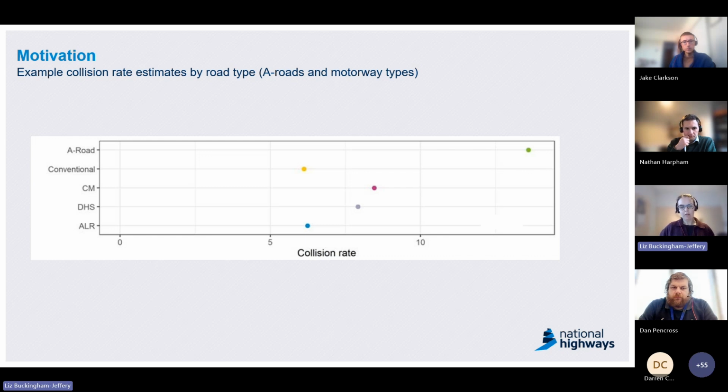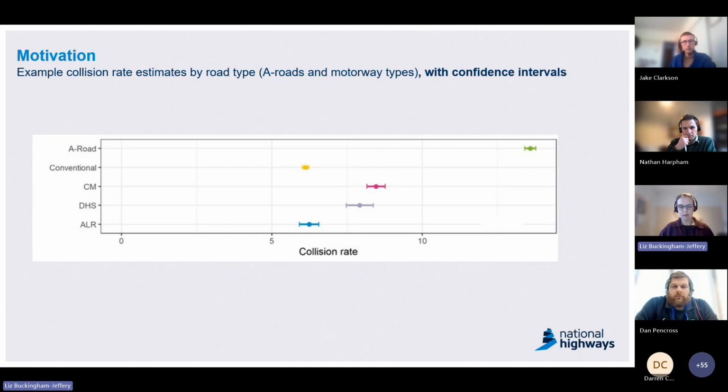So I guess just to highlight why these methods help. Here are collision rates for some different road types, just as an example. So those A roads, and then the different motorway types that we have: conventional motorways, controlled, all lane running and dynamic hard shoulders. These might be the different collision rates that we see, and then the questions that we get asked are like, these look quite similar, and these are similar. So that's when we get asked as statisticians, can you more robustly compare those? That's what started all of this.